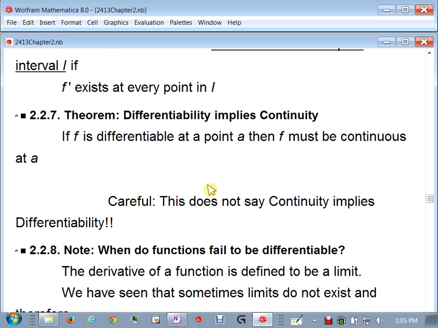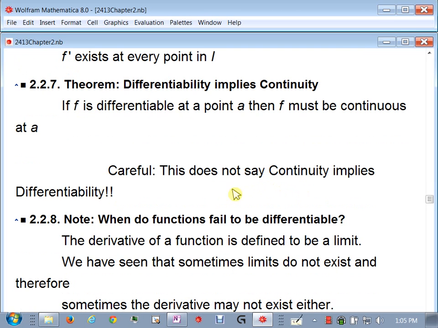Now, we also talked about continuity, that a continuous function is one that you can draw without picking up your pencil. Anytime a function is differentiable somewhere, it must be continuous there. So differentiability implies continuity. But be careful, just because it's continuous does not mean that it's differentiable. I'm not going to get into that too much, other than to say don't get those mixed up. Don't get the order of those backwards, all right?